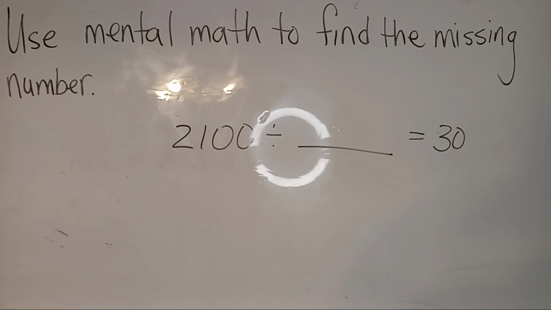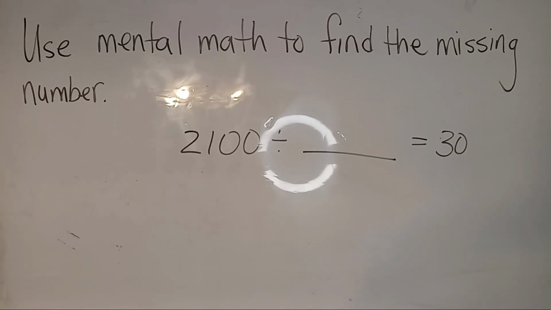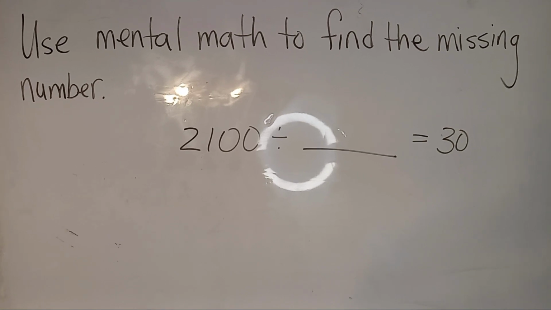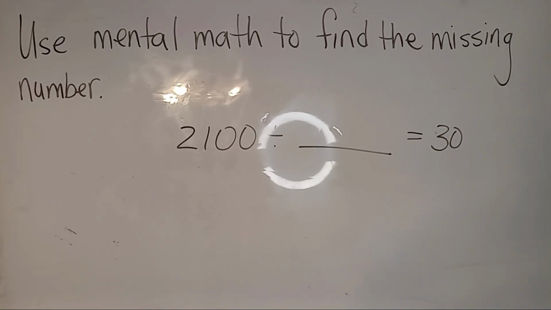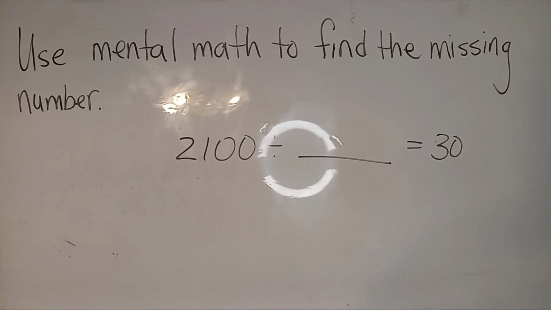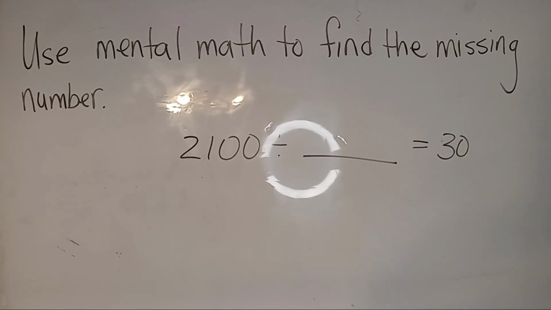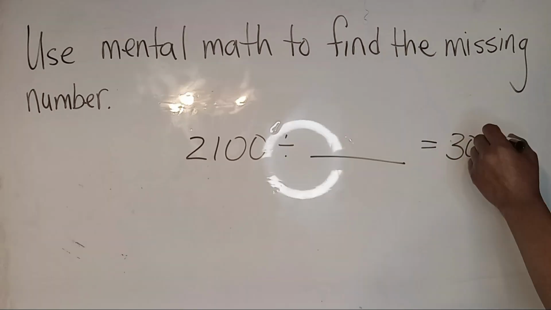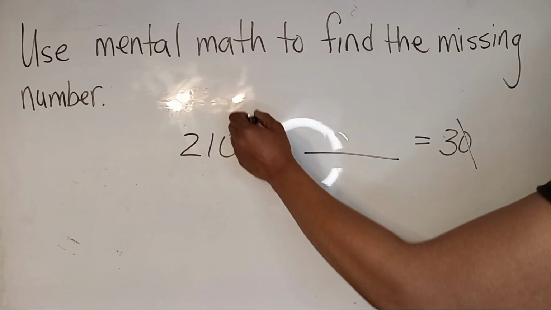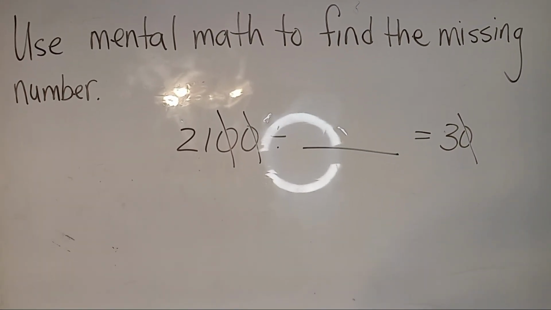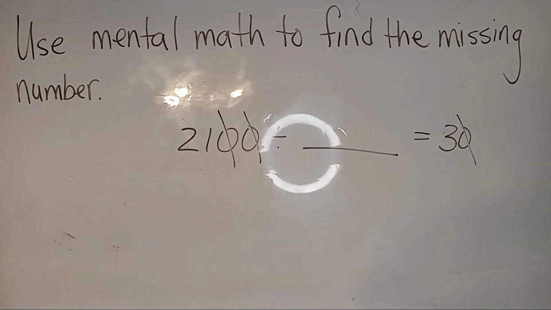All right, so for today's first problem, we're using mental math to find the missing number. So we got 2100 divided by space equals 30. Now, what we're going to do is, again, look at this problem without the zeros. And I'm just moving that. So in my mind, I could think about 3 and I could think about 21.